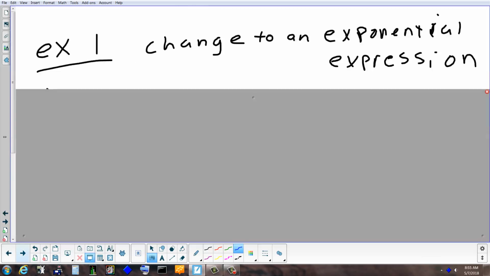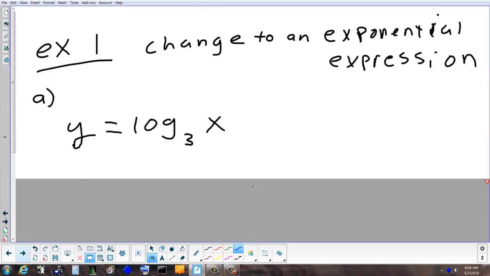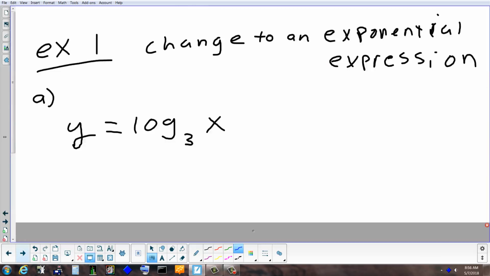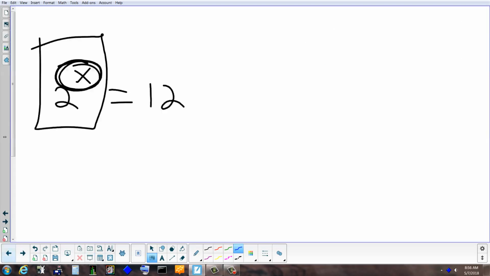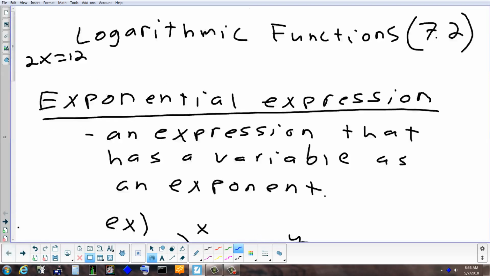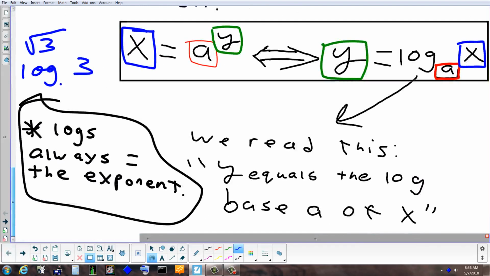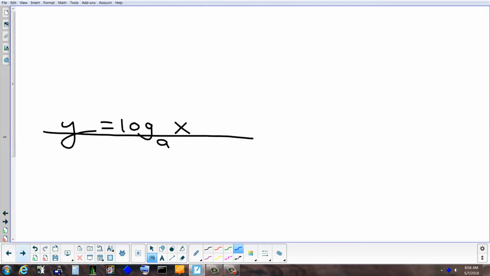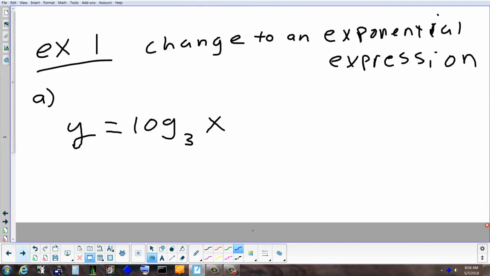So they're asking me to change something to an exponential expression, which means they're probably going to give it to me as a log expression. Now, the letters that I used, think of them as placeholders. You might see other letters besides x's, a's, and y's. You might see m, n, other letters. But don't get too hung up on the letters. Try to get hung up on where the letters go.